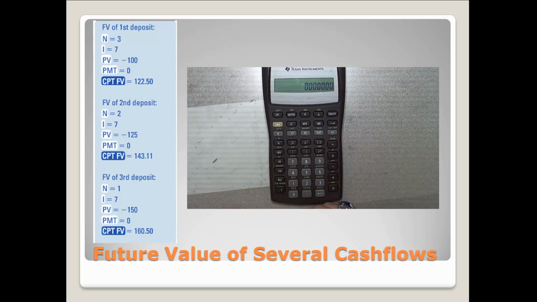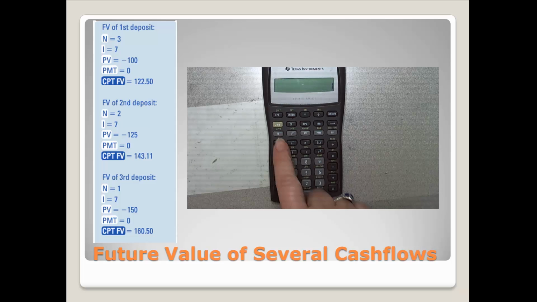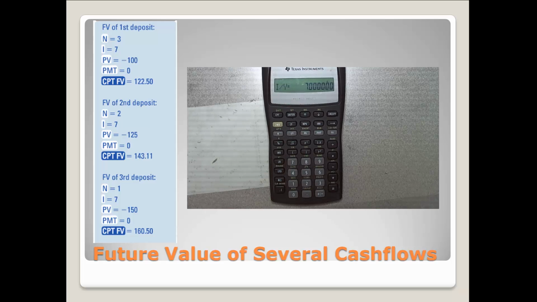Okay, so on the last of the deposits, $150, which will be held for 1 period. We have 1 period, so that's 1 N. Interest rate is the same, 7 I/Y. Enter the present value as a negative number, so we have 150 plus/minus present value, 0 payment, and compute future value for 160.50.